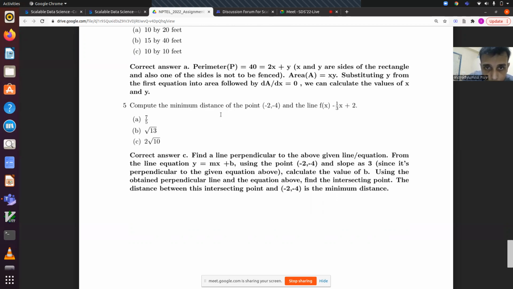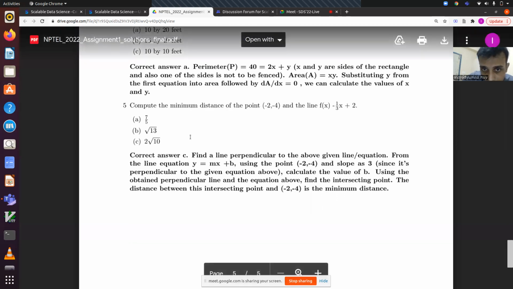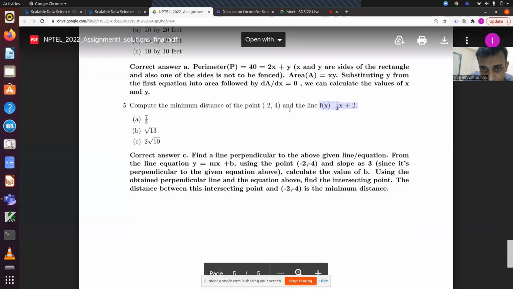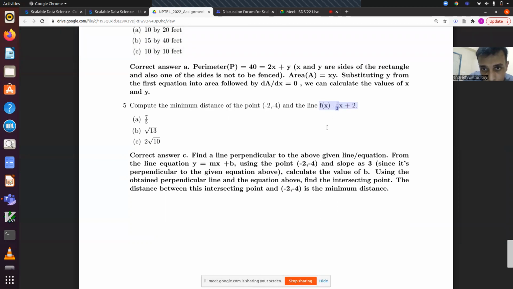You have a point -2, -4, right? And then you have a line somewhere on the right, and you have to find the perpendicular distance. Let's say there is a point a comma b on the line fx such that the line from -2, -4 to a comma b is perpendicular to fx. That is the shortest distance. So you have to identify a comma b. What can we tell about a comma b?